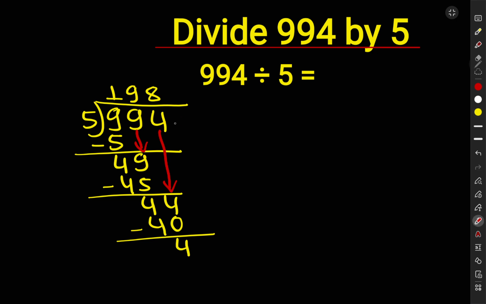So now we have no other number to put down. So we take a decimal here so that we put 0. So it is 40 and 5 times 8 is 40. On subtracting we get 0. So 994 divided by 5 is 198.8.